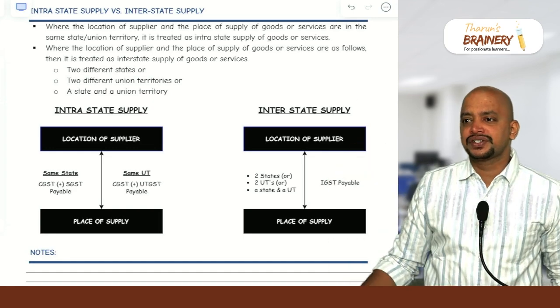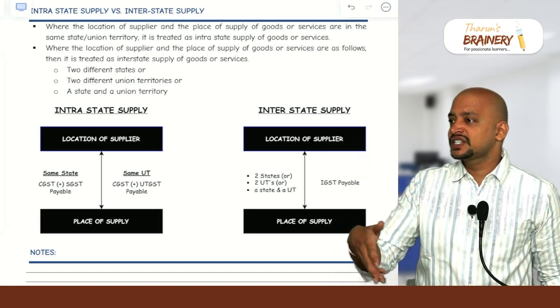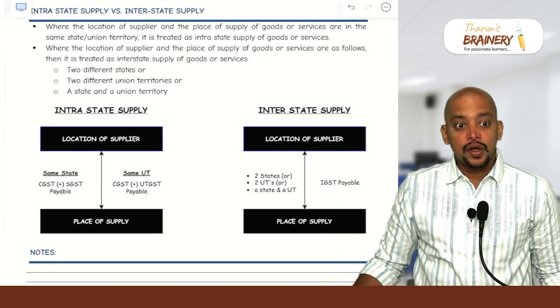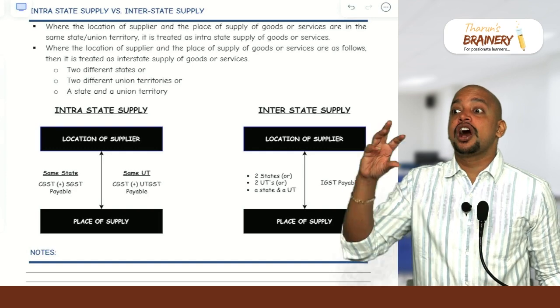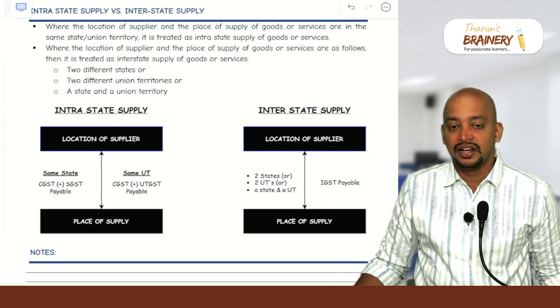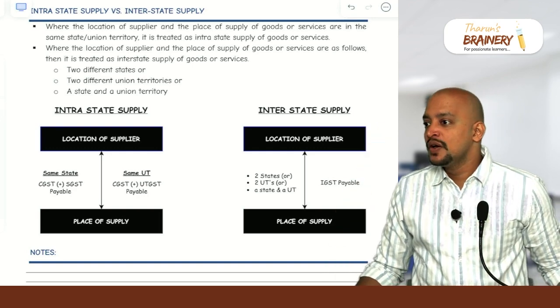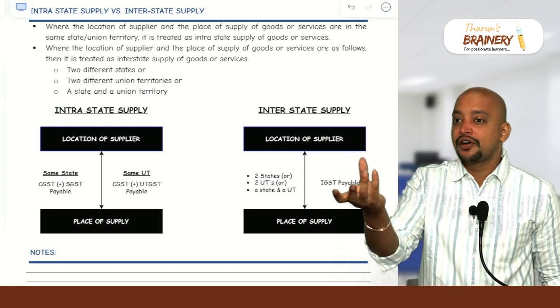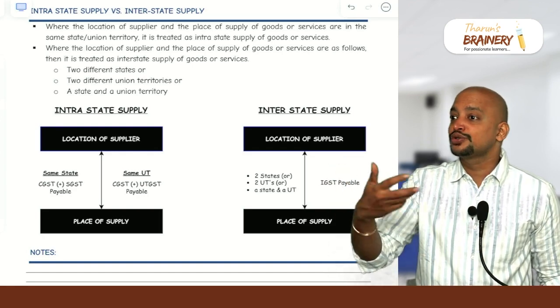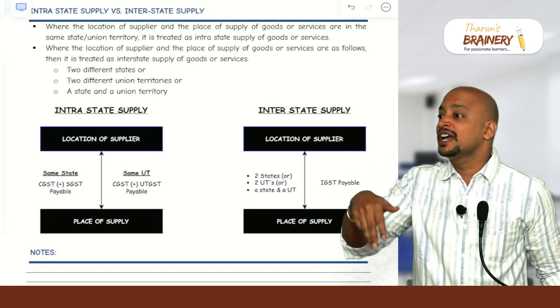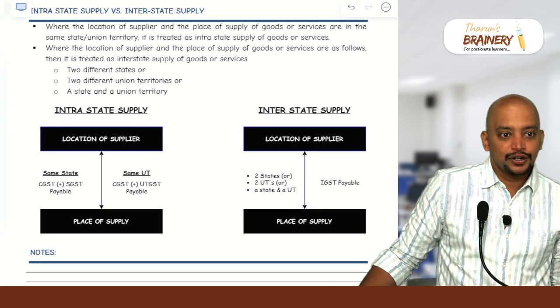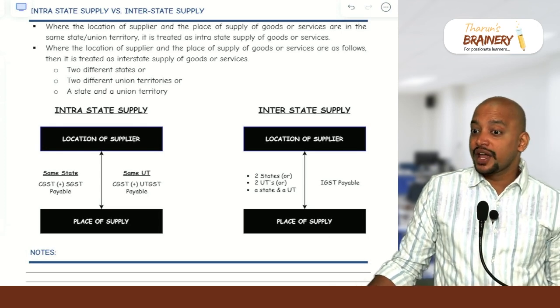What if they are not registered? Then whichever place they are rendering the services. What if they are not rendering services from a place? What if it is online transactions, etc. and all? Lot of freelancers are there now. Like this software people or teachers who take online classes, etc. So, what will be the location of supplier? Usual place of residence. You got it? So, that will be taken as the location of supplier.